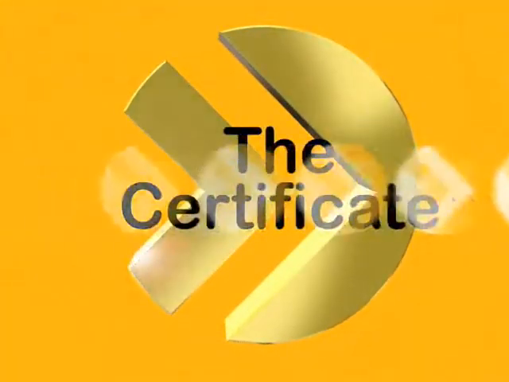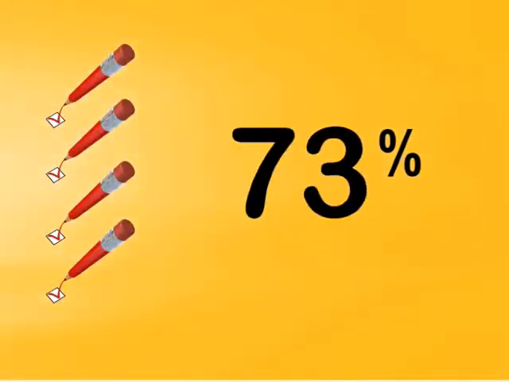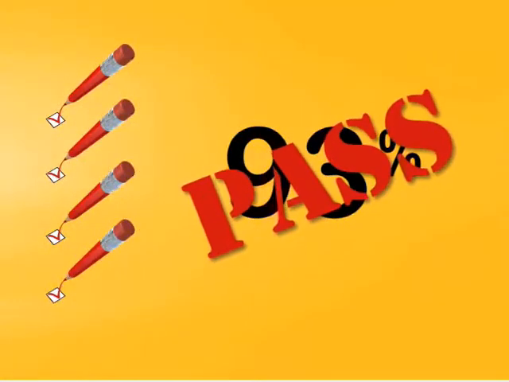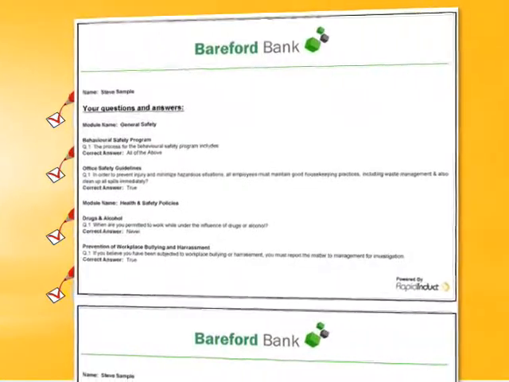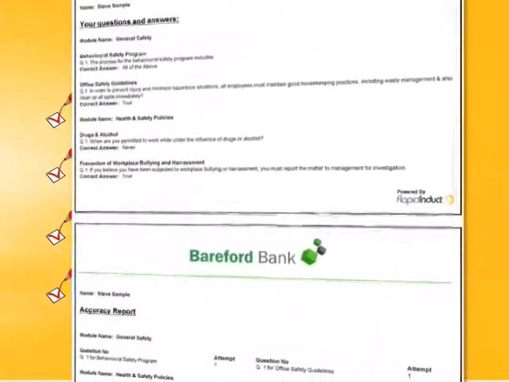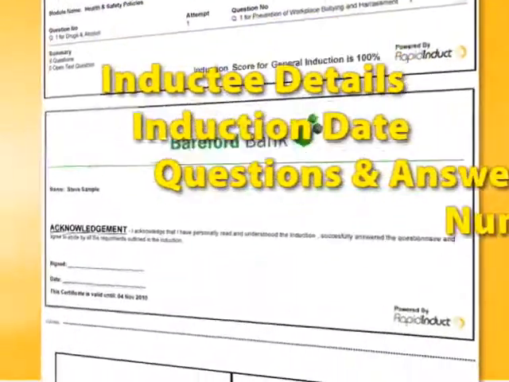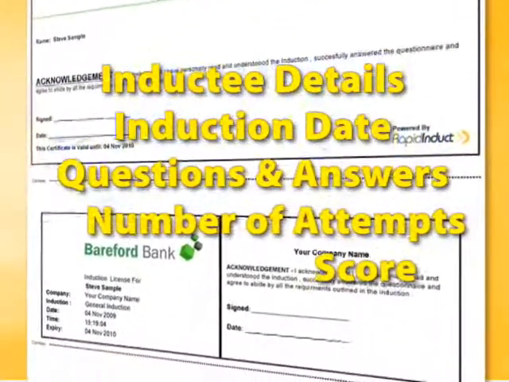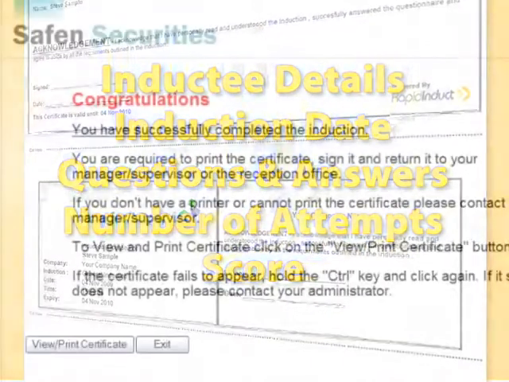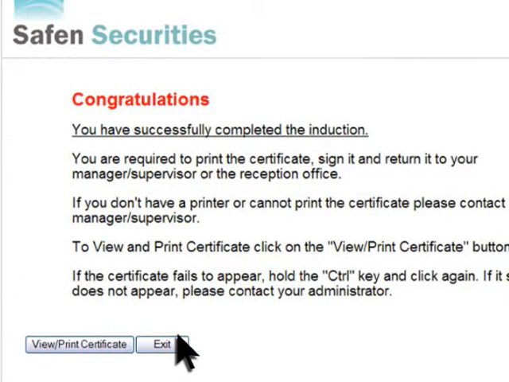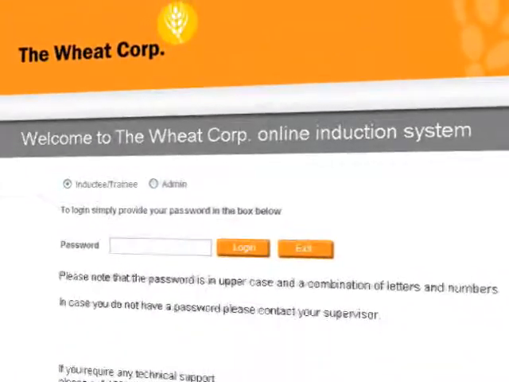Step 4. The certificate. After all questions are answered correctly and provided the inductee meets the minimum score requirement you set, the certificate is displayed for printing. The certificate is proof of completion and contains the details of the inductee, the date the induction was carried out, the questions and answers, the attempts at each question and the resultant score. The inductee need not print this immediately, as you gain access to this certificate through the administration login at any point in the future.